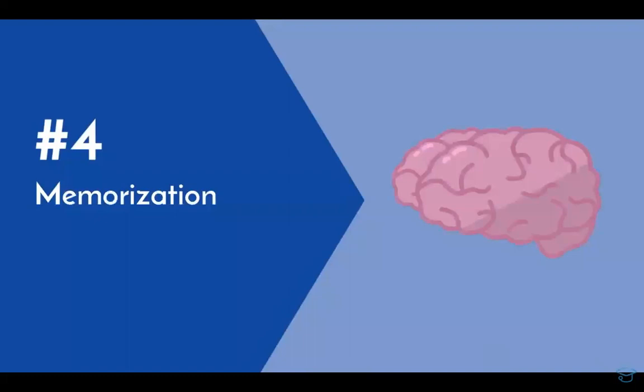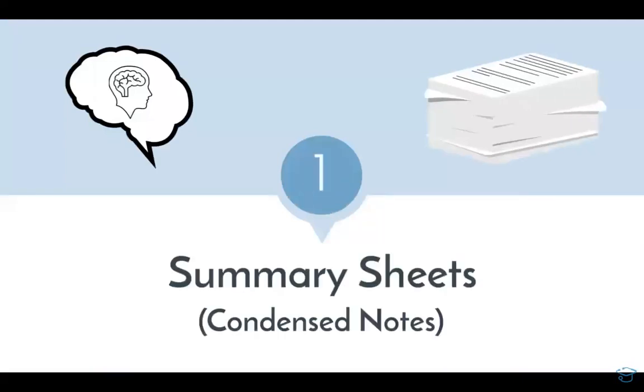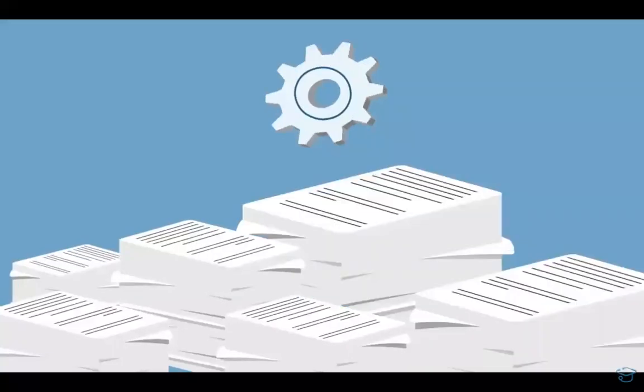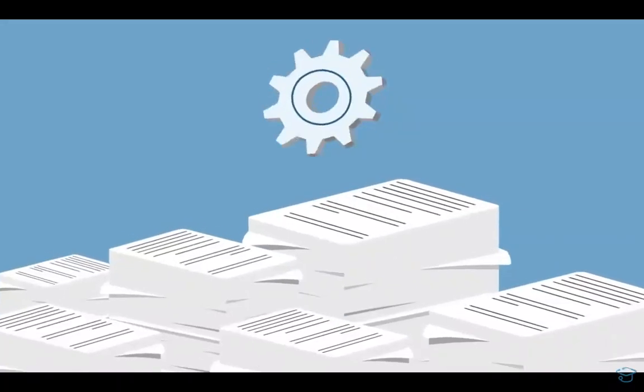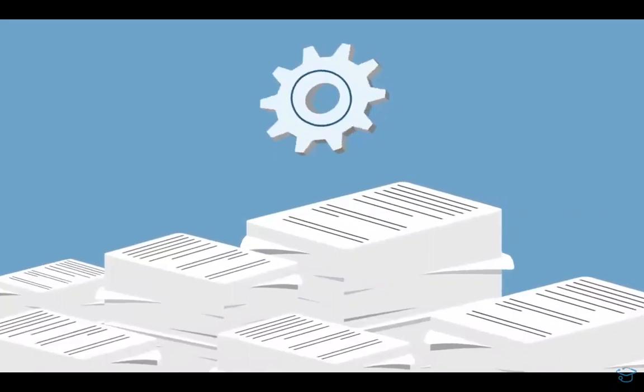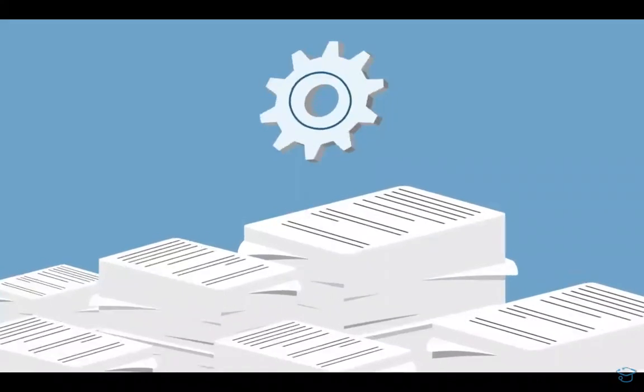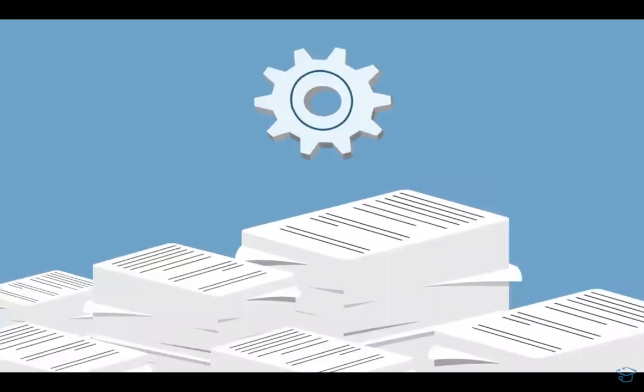Lastly, let's cover memorization. Memorization is arguably the toughest part of studying, at least for most students. There are a few different methods you can use to memorize information much faster and much more effectively. First, summary sheets, which some people like to call condensed notes. One of the best ways to memorize is to summarize the information. Let's say you have 3 pages of notes for one lecture. Condense them into one page by organizing and restructuring the information into smaller chunks.